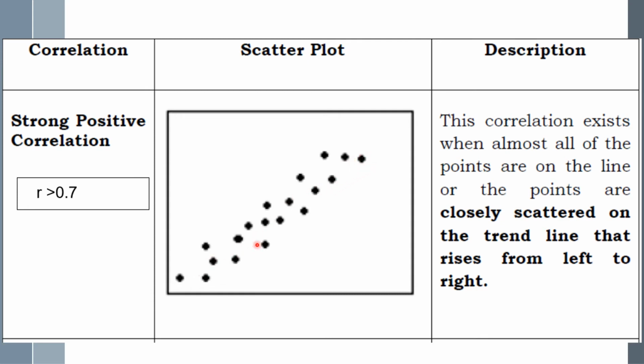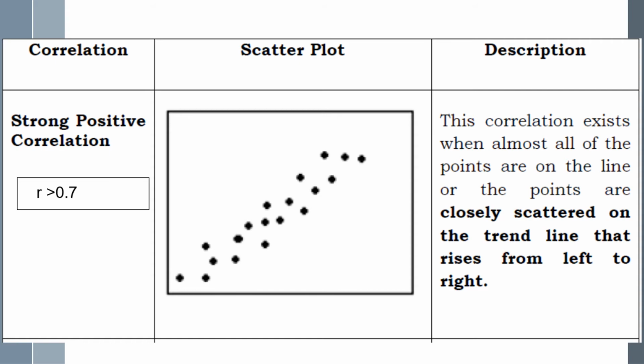As you can see, the points are close to a line that can be drawn, that can best fit this scatter plot. So we are going to describe it as a strong positive correlation. Why is it strong? Because it is somehow intact, almost falling in a straight line. It is positive because it rises from left to right. This correlation exists when almost all of the points are on the line, or the points are closely scattered on the trend line that rises from left to right.